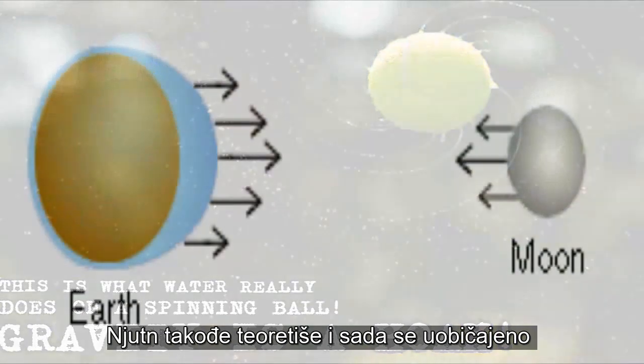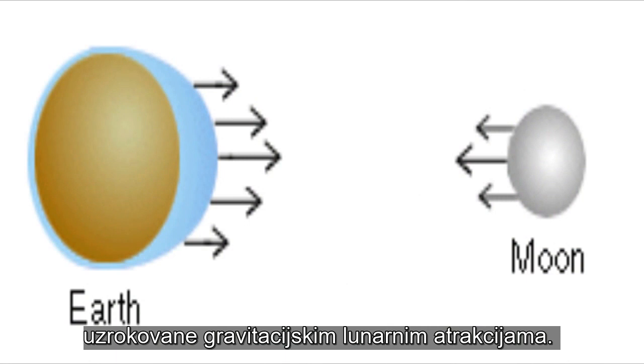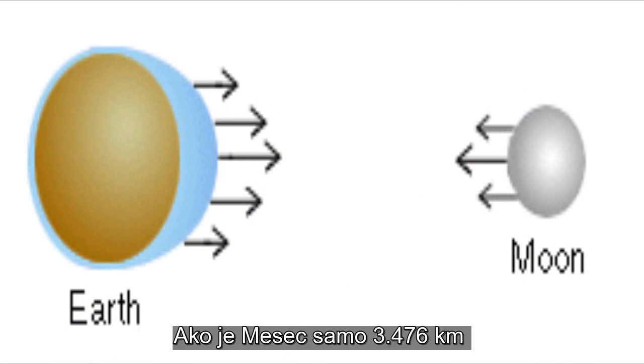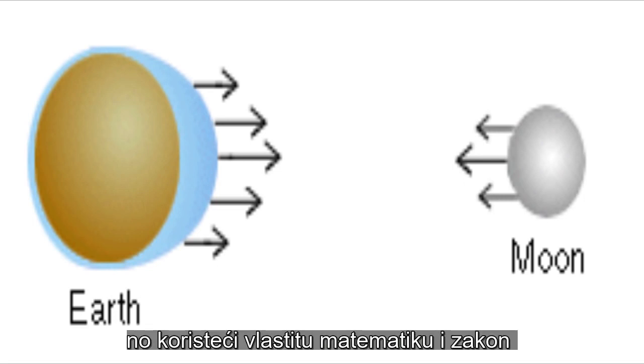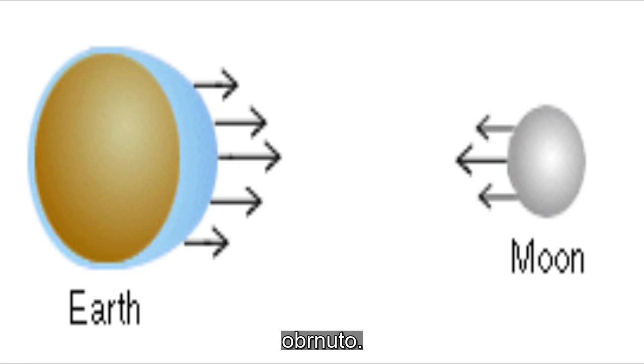Newton also theorized, and it is now commonly taught, that the Earth's ocean tides are caused by gravitational lunar attraction. If the moon is only 2,160 miles in diameter, and the Earth 8,000 miles, however, using their own math and law, it follows that the Earth is 87 times more massive, and therefore the larger body should attract the smaller to it, and not the other way around.